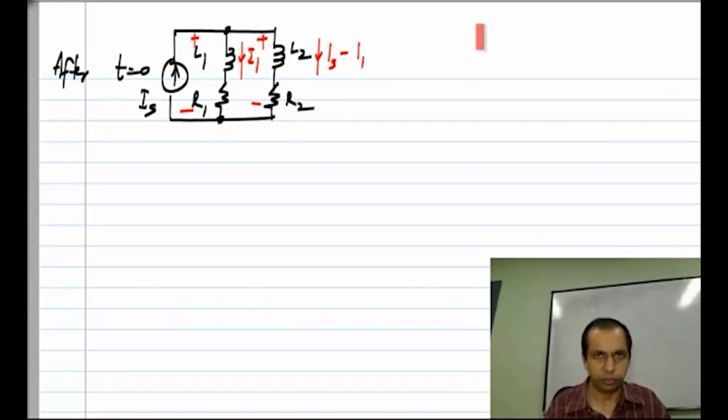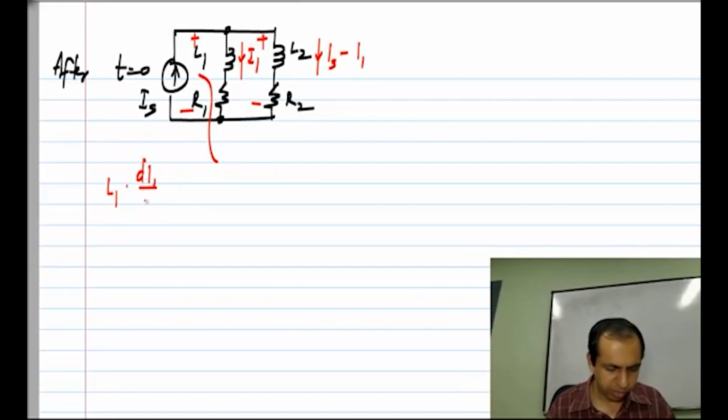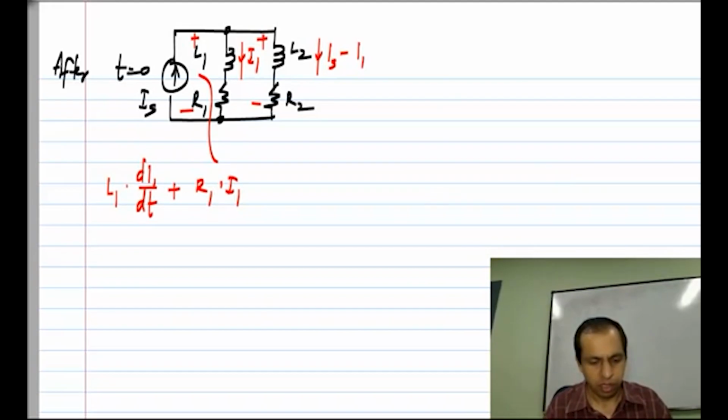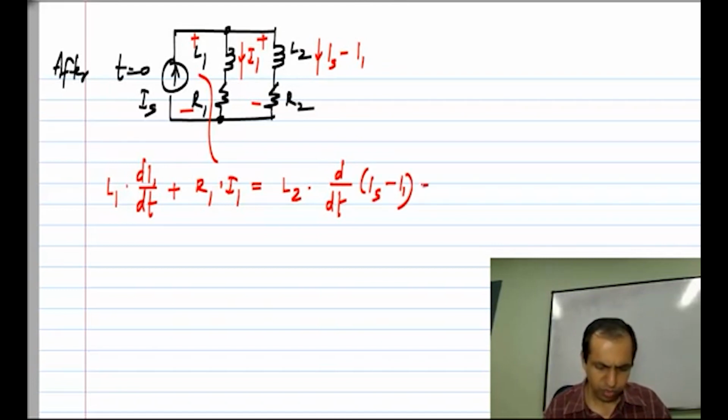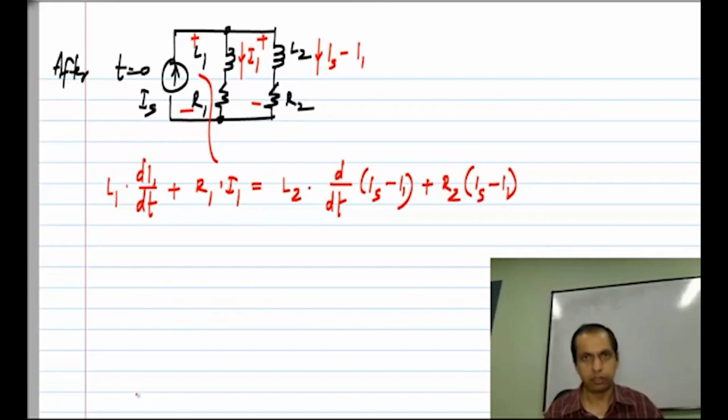You can write the KVL around this loop and so on. Now the voltage across L1 and R1 will be L1 times the time derivative of I1 plus R1 times I1, and that is exactly equal to L2 times the time derivative of the current through L2, which is Is minus I1, plus R2 times the current, which is Is minus I1.